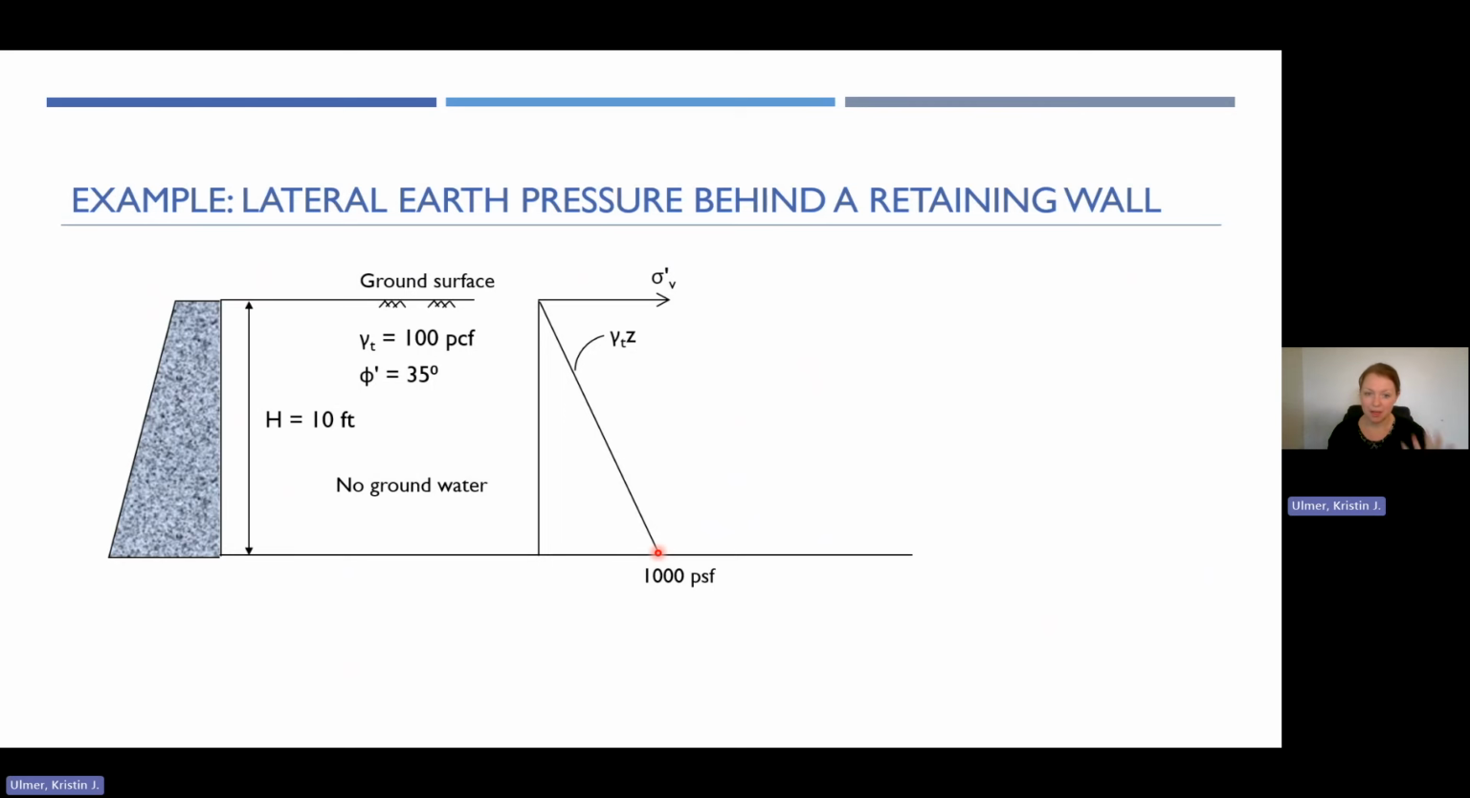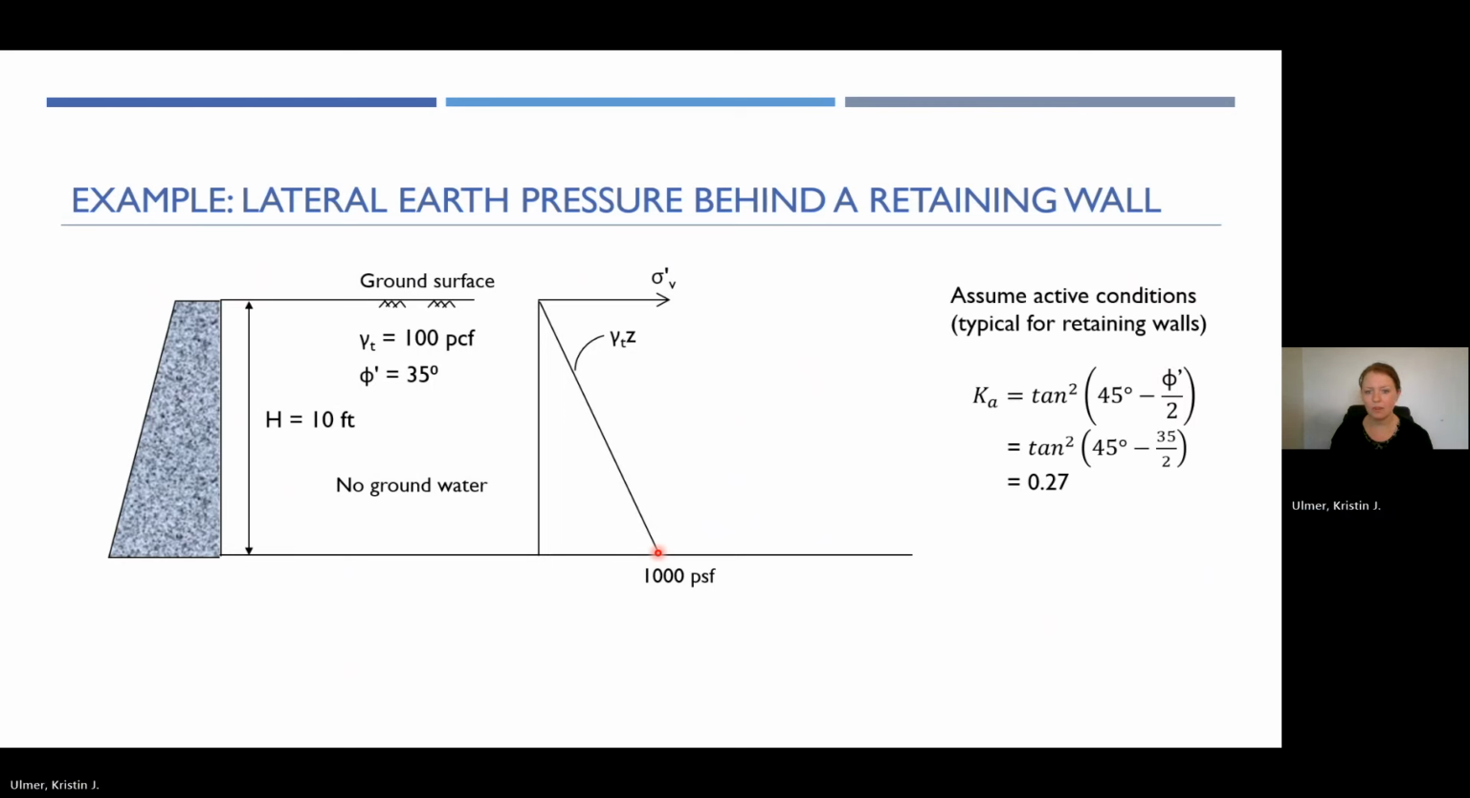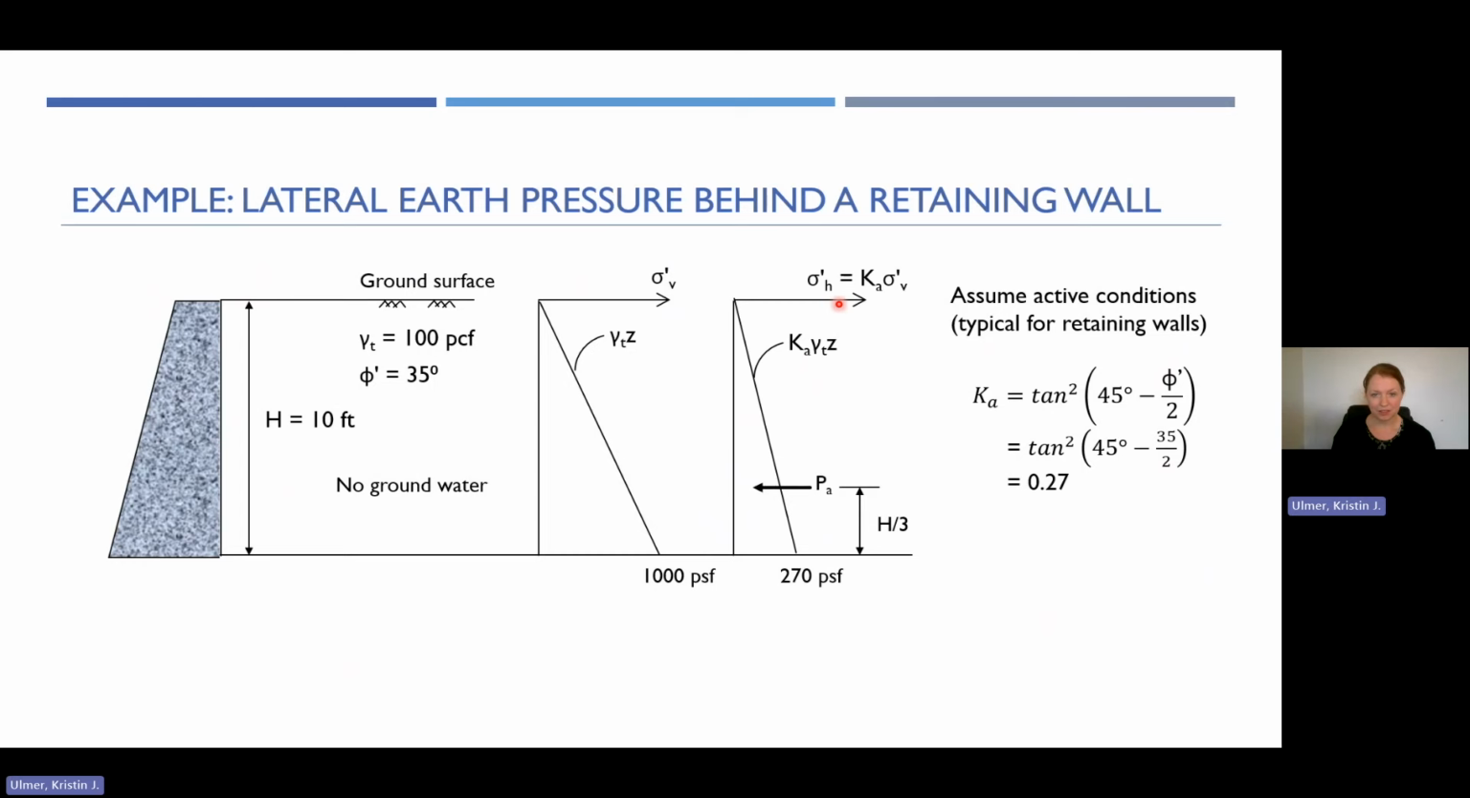Let's compute our sigma prime H, our horizontal stresses. We need our lateral earth pressure coefficient, our Ka, if we're assuming active conditions, which is typical for retaining walls like this one. This is how we would compute our Ka. In this case it would be 0.27. So now we're going to plot our sigma prime H. It's simply that Ka we just computed, which is constant with depth in this case, at least that's our assumption, and multiply it by our sigma prime V, which changes with depth. So now the slope of this line is Ka times gamma times Z.